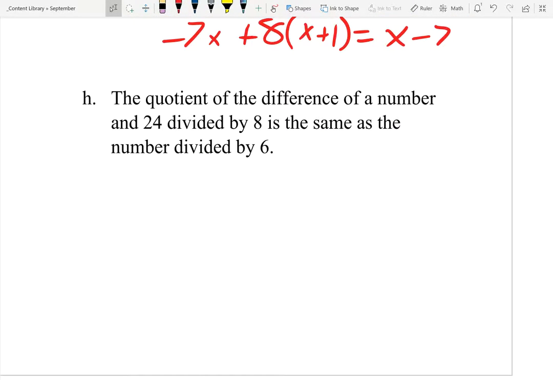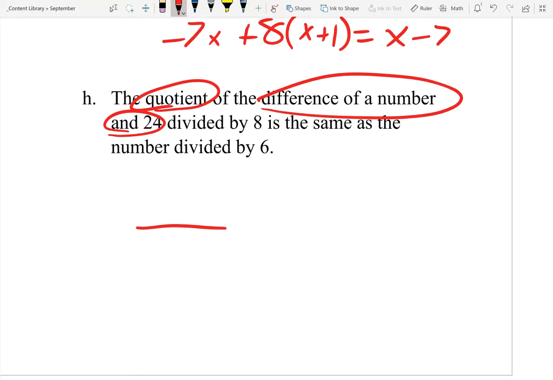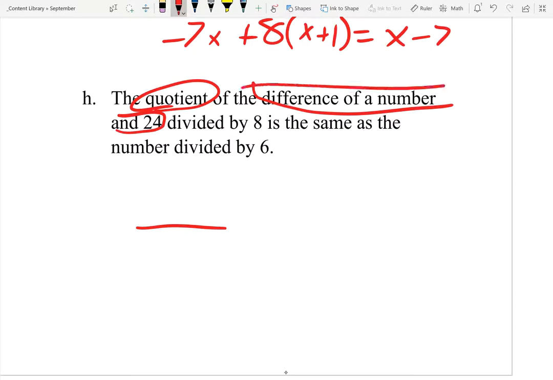Now h: the quotient of the difference of a number and 24 divided by 8 is the same as the number divided by 6. So a quotient means we're going to have a fraction. And on top of the fraction, we're going to have the difference of a number and 24. Difference means subtracting. What are we subtracting? We're subtracting a number, x, and 24. So x minus 24. Divided by 8. So that's the bottom part.